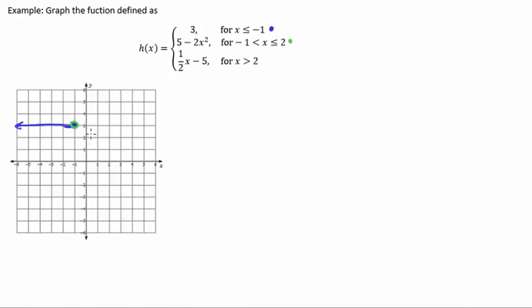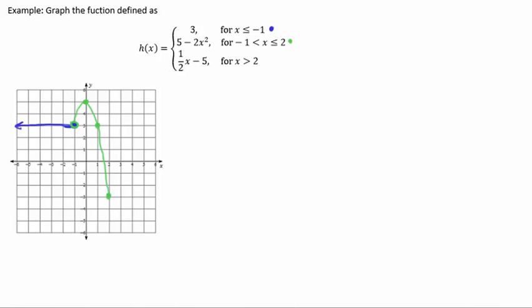At 0, it's at 5. At 1, it's at 3. And at 2, which we're equal to, it's at -3. And this is a parabola, so we got to do our best to make this look like a parabola. There we go. And then when x is greater than 2, we have this line that we're graphing.